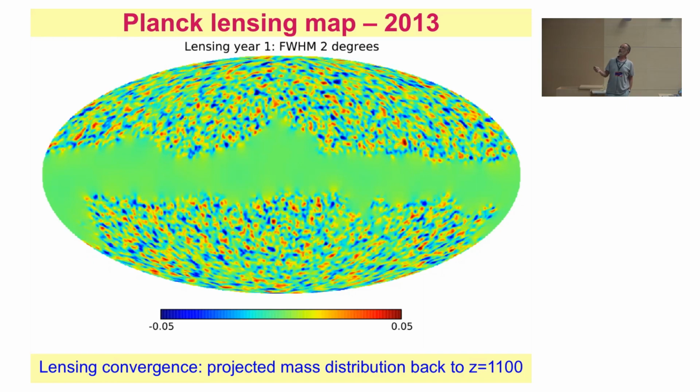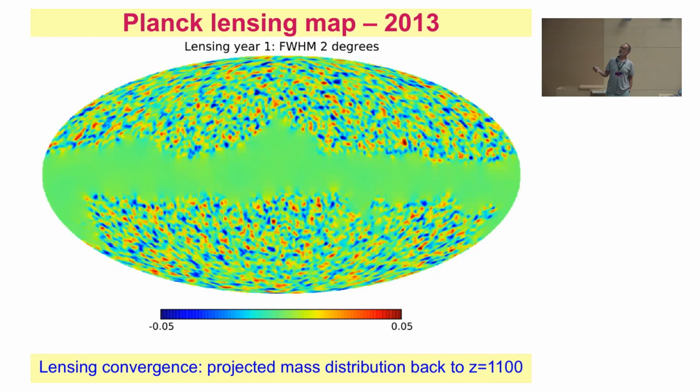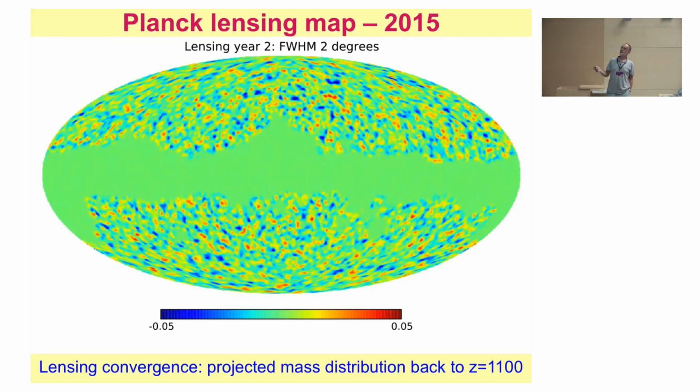Whereas in 2015, they used polarization as well. And you can see two things when I blink between them. You can see that quite a lot of the hotspots and cold spots are common, but quite a lot aren't. So the picture that you're seeing obviously has a signal to noise of order unity.